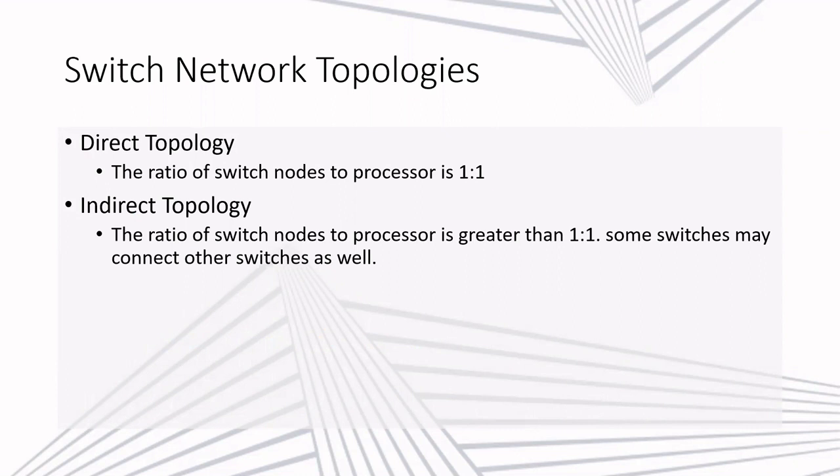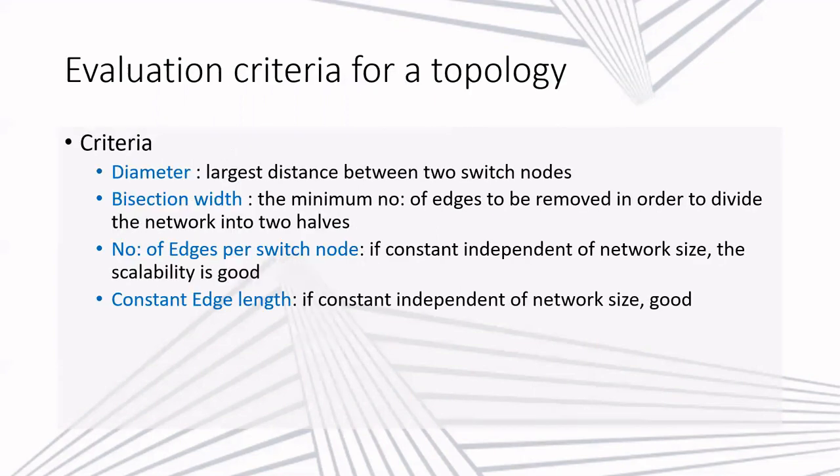There are two types of topology. One is direct topology, the other one is indirect topology. In direct topology, the number of switch nodes will be equal to the number of processor nodes. That means the ratio of the processor nodes to the switch nodes is always 1:1. In indirect topology, the ratio of the switch nodes to processors is always greater than 1:1. That means there will be switch nodes connecting to other switch nodes as well.